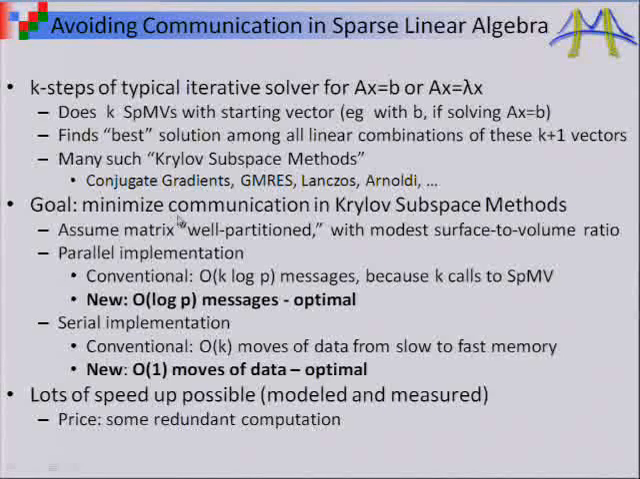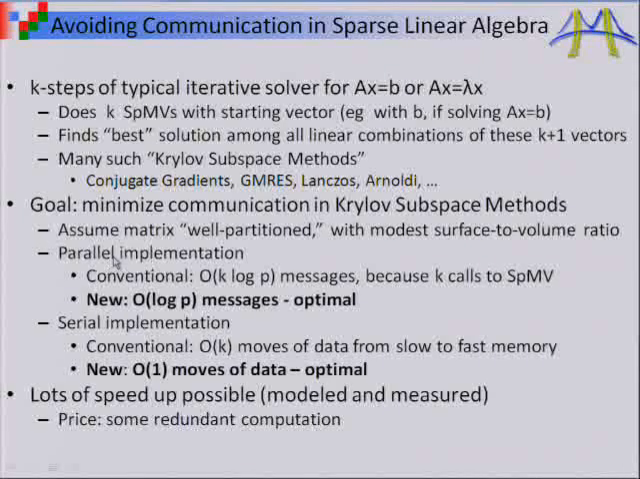And I'm going to assume that my matrix can be partitioned well. That means I can find good separators. I can give each processor a chunk of it, and there are not too many connections with other processors. So 2D meshes, 3D meshes are the canonical pictures, but it can be quite irregular. So here are the results.